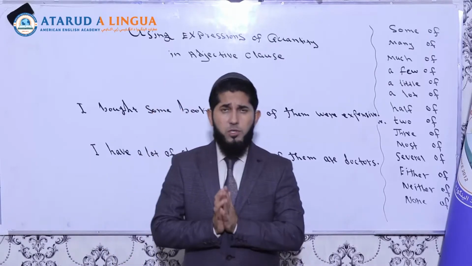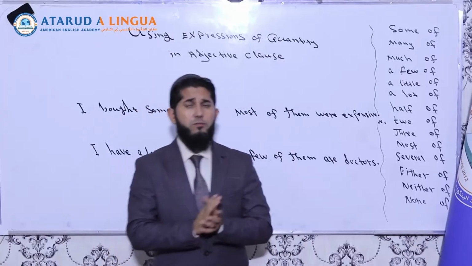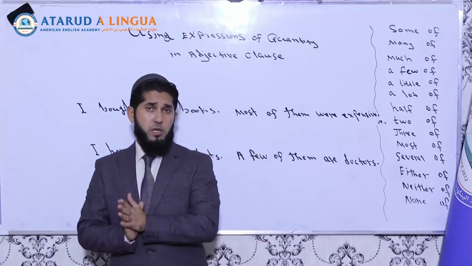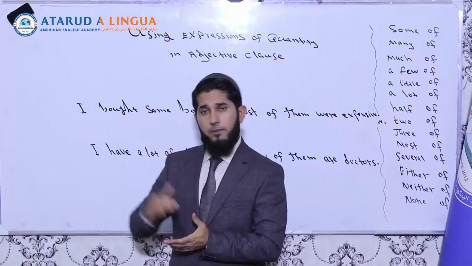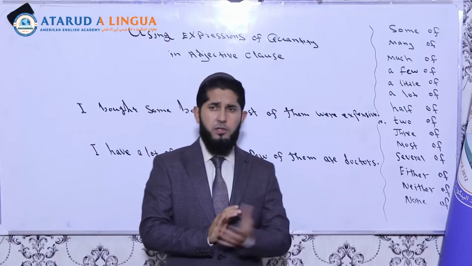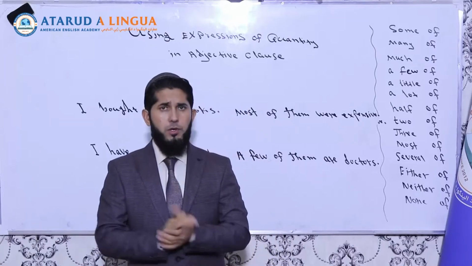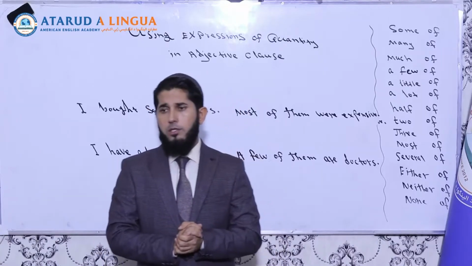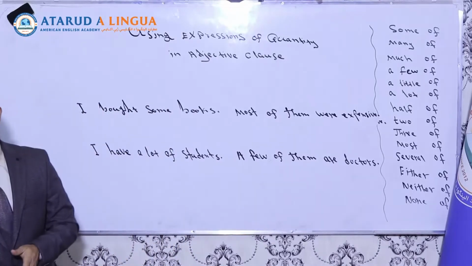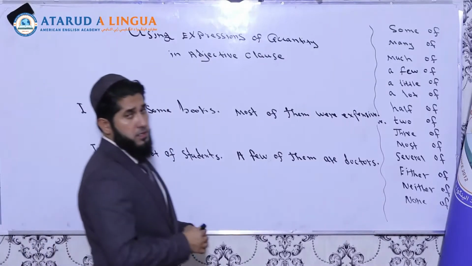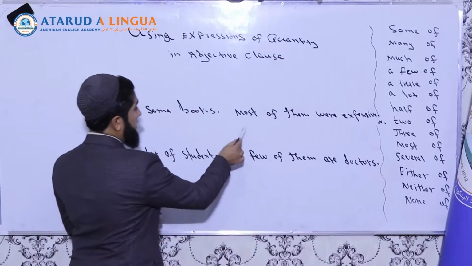Some of these expressions of quantity can be used with both countable or uncountable nouns. For example, a lot of. A lot of the students, a lot of the water, a lot of the information, right? A lot of the sugar, a lot of the books. So, how to use these expressions of quantity in adjective clauses? Look at these two sentences.